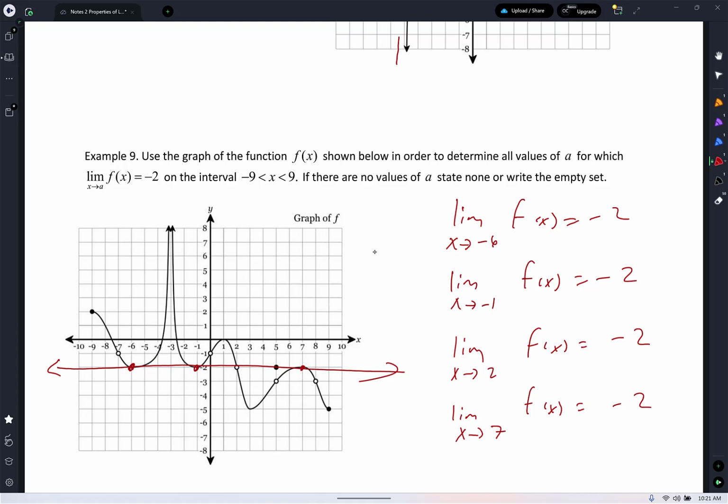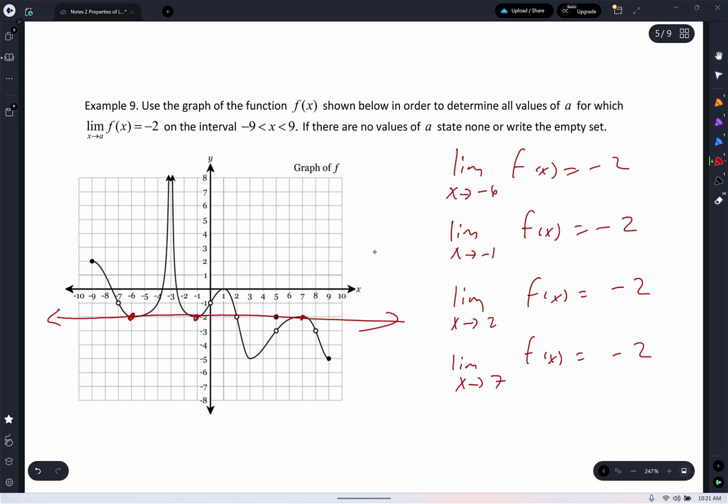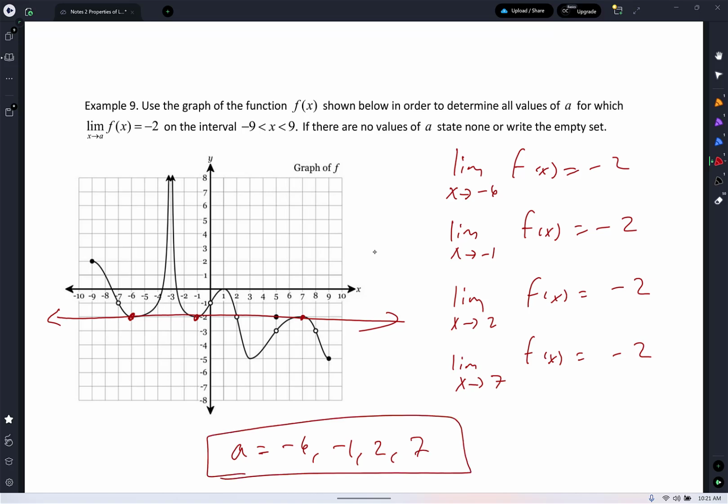That one has a lot. 1, 2, 3, 4. Yep. And all of them are solid. A equals negative 6, comma, negative 1, comma, 2, comma, 7. And that's it, guys. But you already did that, so you already have that experience. So yeah.